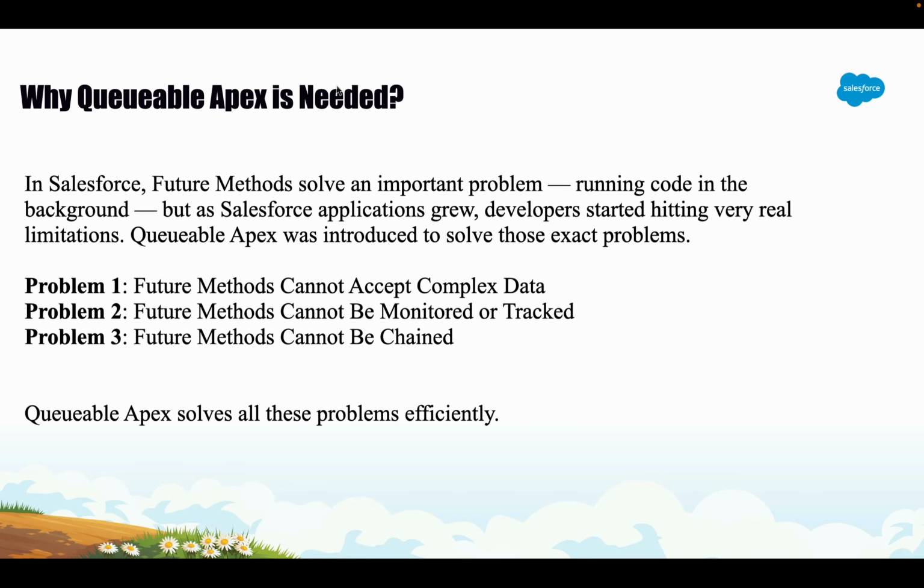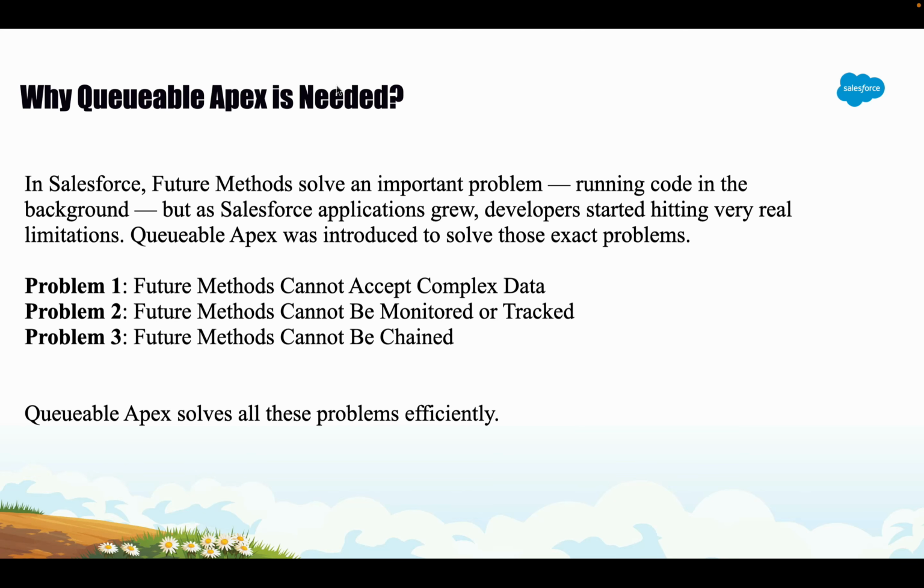But as business applications grew, and as Salesforce grew, a lot of integrations happened in between, and developers started hitting those limitations of future method. To overcome these, Queueable Apex was introduced around 2015. So they are not two products of the same time period; they are two different products of two different time periods. Queueable Apex does come with a lot of features and also the simplicity of future method. You can say it's an advanced version, but future method still has its own use cases.